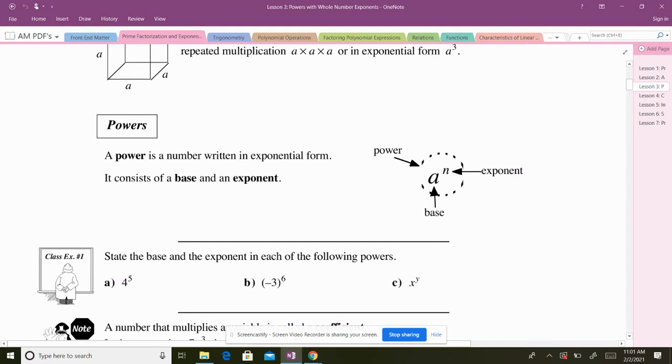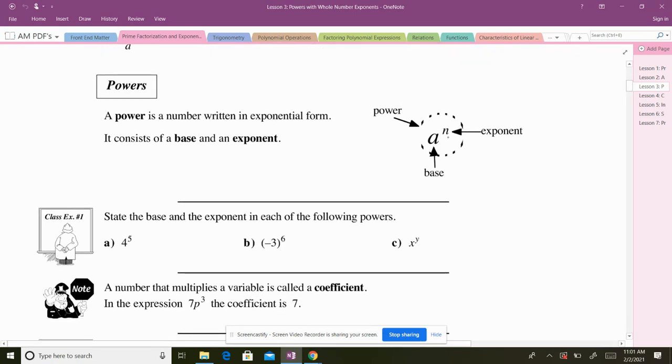Exponent. The little number floating up in the air. Exactly. This is the fancy math way; they always use letters. The number that's floating in the air is the exponent. The number it is attached to is called the base, and the whole thing is called the power. I will never ask you those terms again. I will probably say the word exponent, so as long as you know it's the little thing floating up there in the air, you're fine.